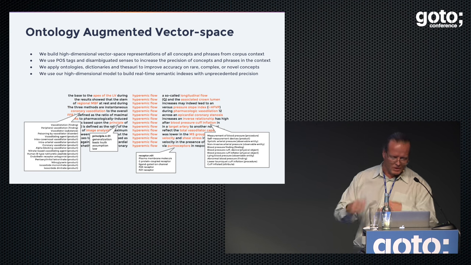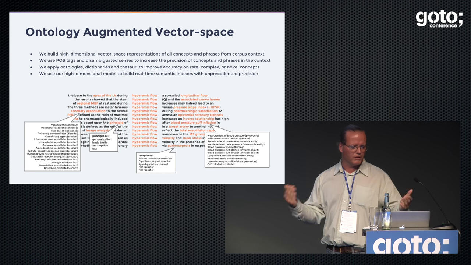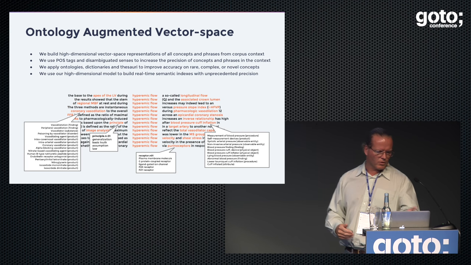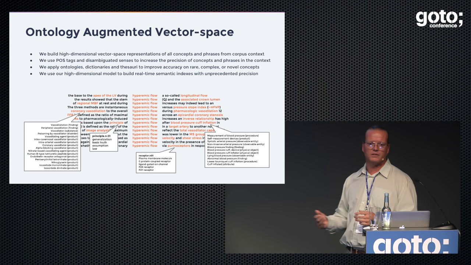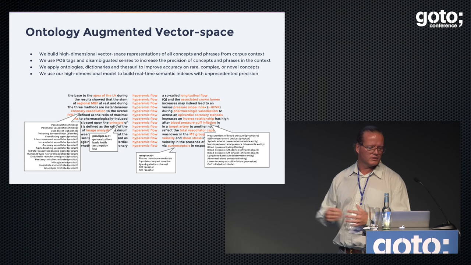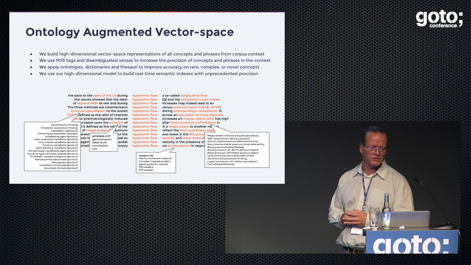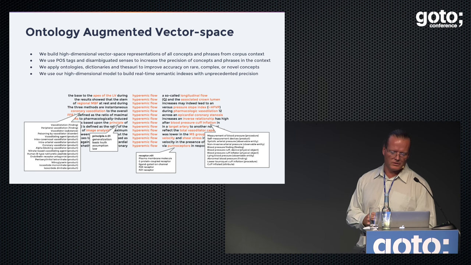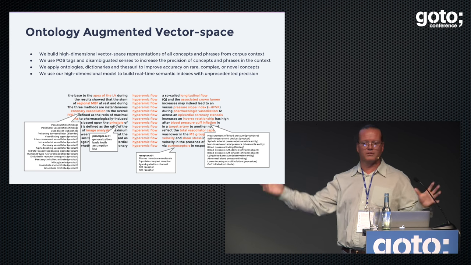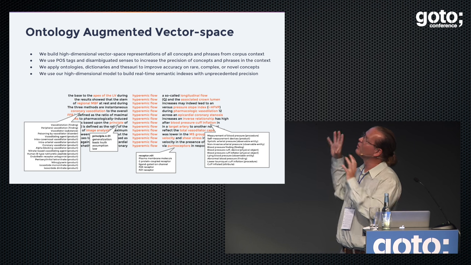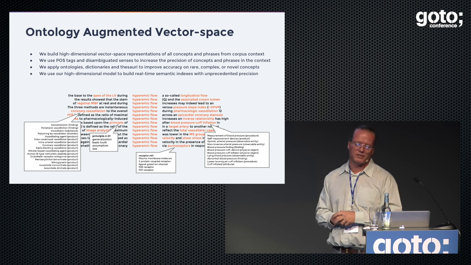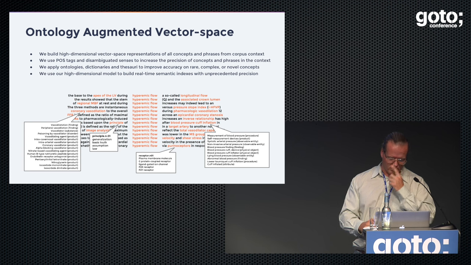And then we use other things on top. So we know that coronary vasodilation actually is defined in an ontology. It's related to all these different things. And then we combine things using the structured knowledge of that domain to further refine the vector model. And that's worked really well for us.